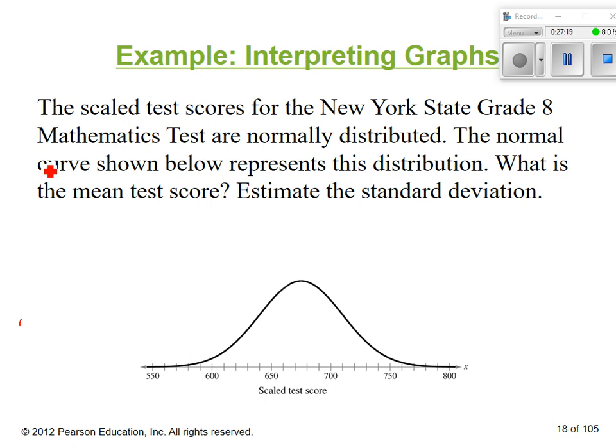Scale test scores for the New York State Grade 8 mathematics test are normally distributed. Everything that we do has to be normally distributed. The normal curve shown below represents this distribution. What is the mean test score? So they just want you to estimate. What's the mean test score?